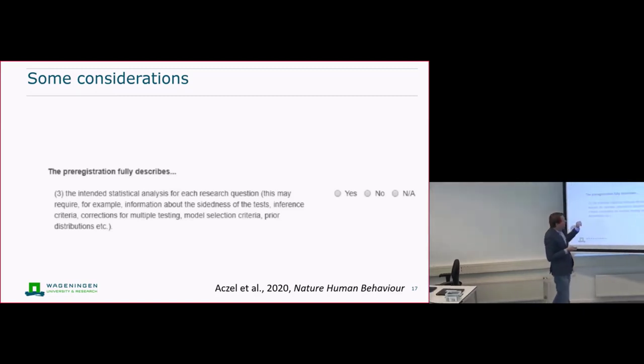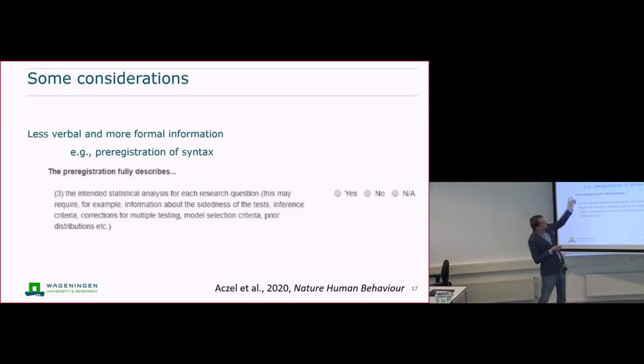And also what we do a lot is pre-register more formal information. So we usually pre-register our statistical syntax from R instead of explaining everything, right? Because then it's very clear: we have this research question, this hypothesis, and we pre-register this statistical syntax to test that hypothesis. And in that syntax it says many of these things, right? I think that's very helpful.